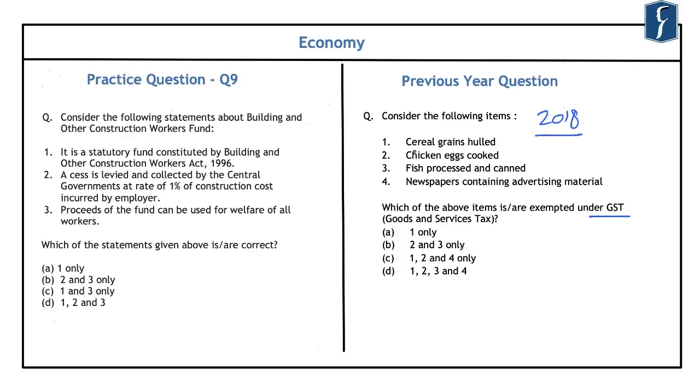Now the GST on these products was continuously in news in the year 2017 and 18. And in this, the government had initially imposed 5% GST on the cereal grains hulled. However, after a point of time, the government had made it zero. And in this case, if you look at the options that are given, only 5% GST was imposed on the fish processed and canned, and all others were exempted. So according to the requirement of the question, the correct answer is C, that is 1, 2 and 4 only.